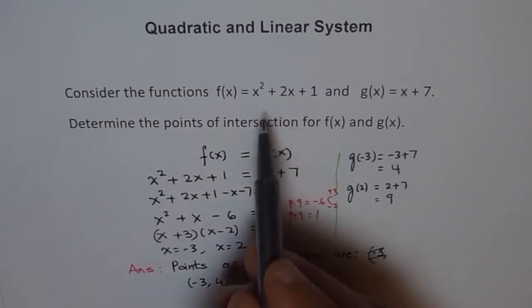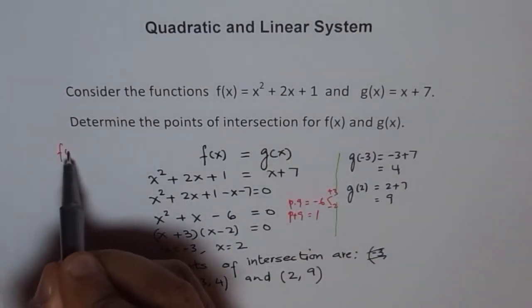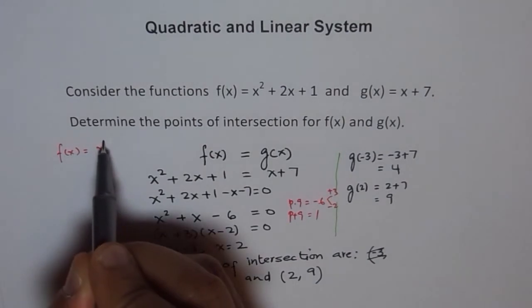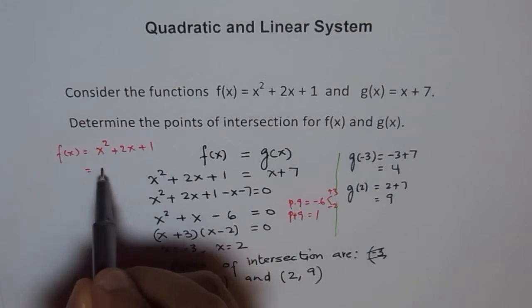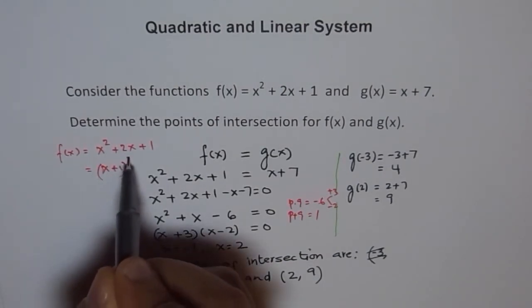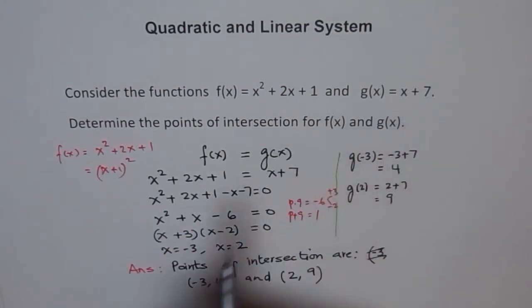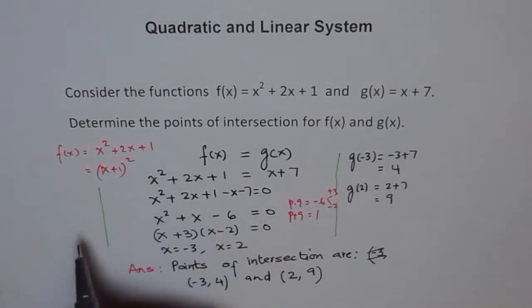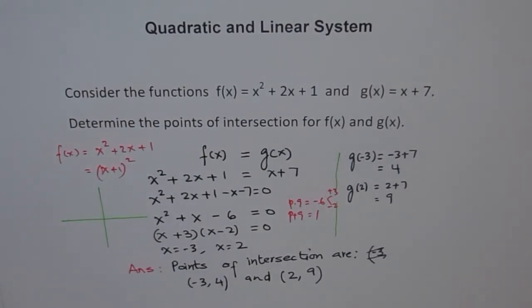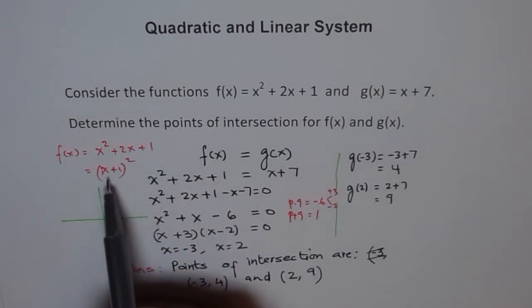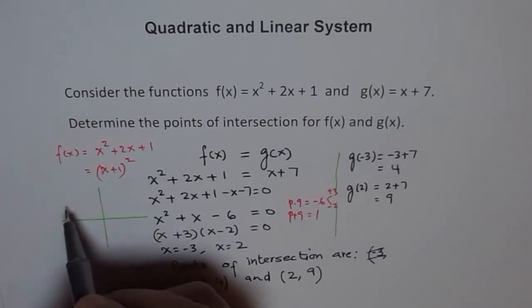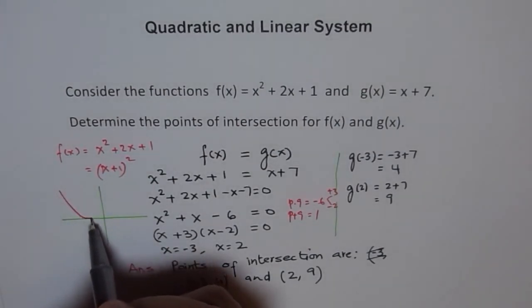So if I have to sketch this, I can say f(x) = x squared plus 2x plus 1. I could write this as a perfect square, right? It is (x plus 1) whole squared, correct? And the line is x plus 7, right? So graphically was not a bad idea in this particular case. I could have drawn it like this. Now since I know the answer, I know kind of where it should intersect. But anyway, (x plus 1) whole squared means your graph moves 1 unit to the left, right? So your parabola seems to be something like this, correct?